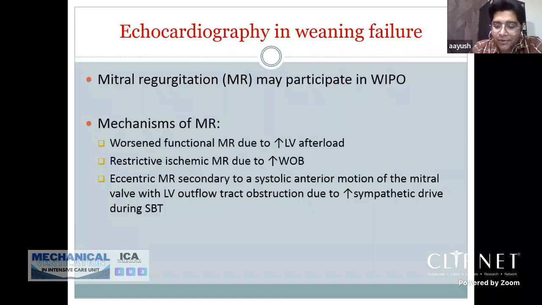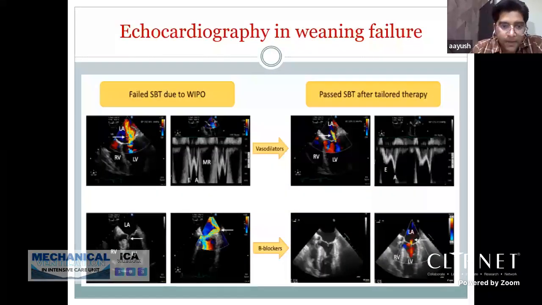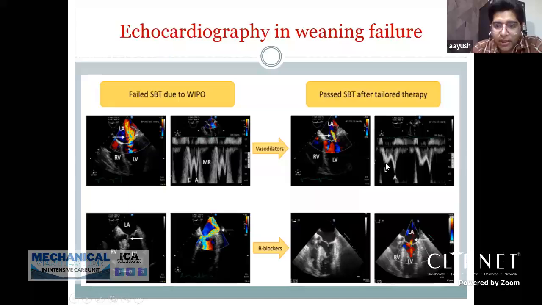which can occur because of the systolic anterior motion of the mitral valve into the LVOT, because of the increased sympathetic drive. So on the left side is the patient who has failed SBT due to weaning-induced pulmonary dysfunction. Here you can find that there is quite an increase in the functional MR component, and also you can see that there is quite significant elevation of the E and A, that is, the peak diastolic velocities. When these patients who failed weaning were given vasodilators in the form of nitrates or maybe ACE inhibitors, we found that they succeeded the SBT, and concomitantly the echo which was done showed that there was a reduction in the component of functional MR. Also, there was a reduction in the E velocities as well as the A velocities at the end of weaning.